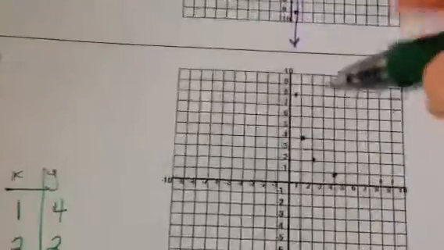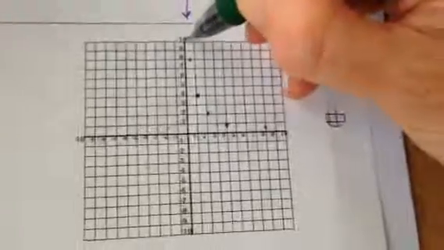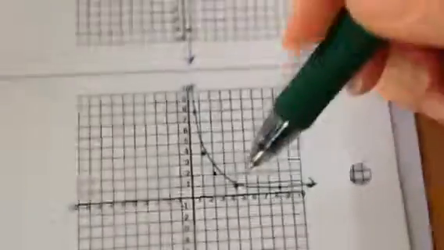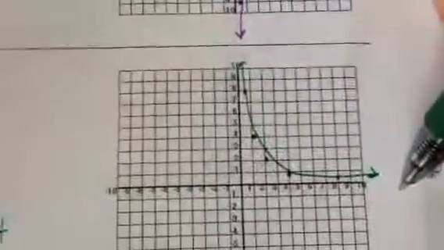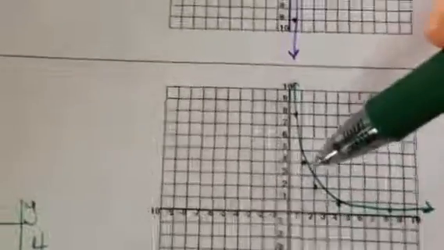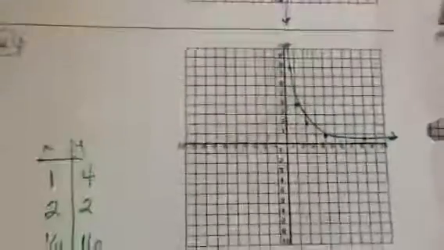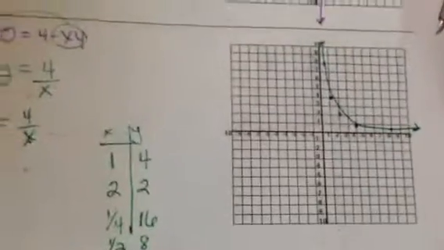So you can kind of see real quick that once again I have a nice smooth curve through here. It is going to get closer and closer to the x-axis, but it will never touch it. Same thing here. It gets closer and closer to the y-axis as it goes up, but it's never going to touch it. It's an asymptote, basically.